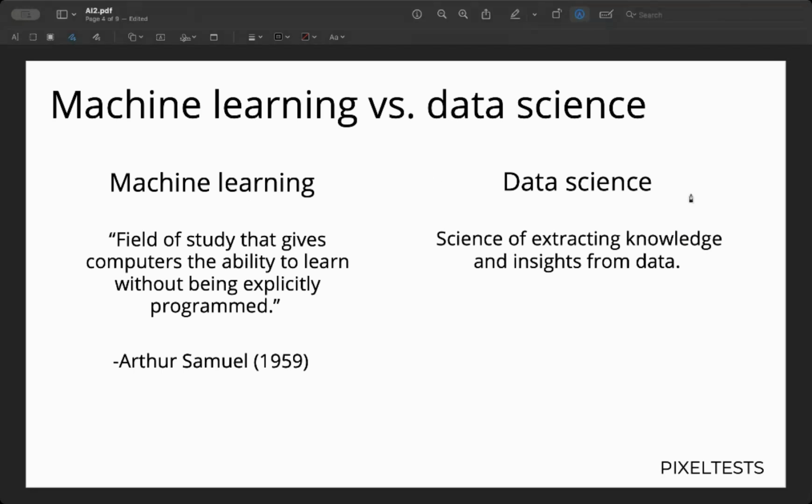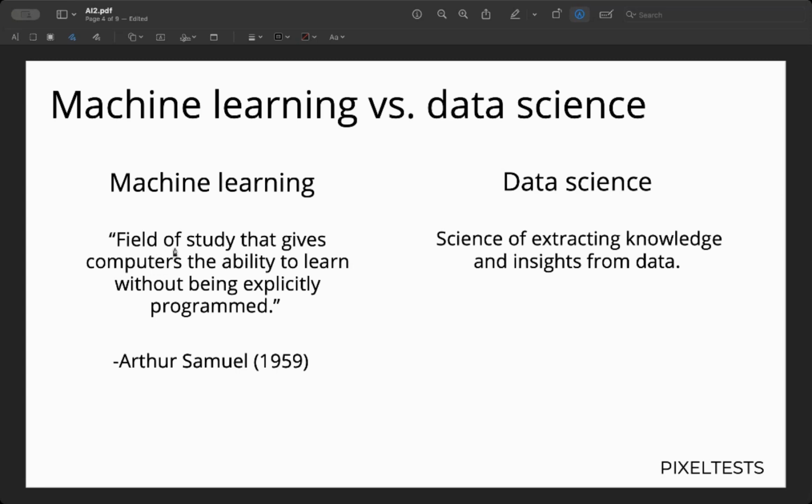Now let's look at the definitions of these. Machine learning is a field of study that gives computers the ability to learn without being explicitly programmed, meaning without being programmed. If it is able to give some output or information, then it is machine learning, right? Now on the other side, data science is the science of extracting knowledge and insights from data, right? So this here is a field of study, and here it's a science of extracting knowledge.